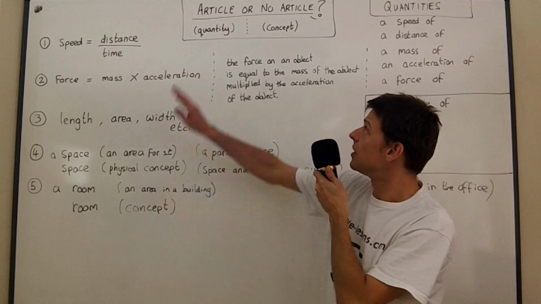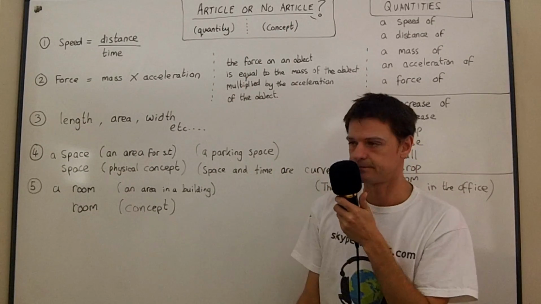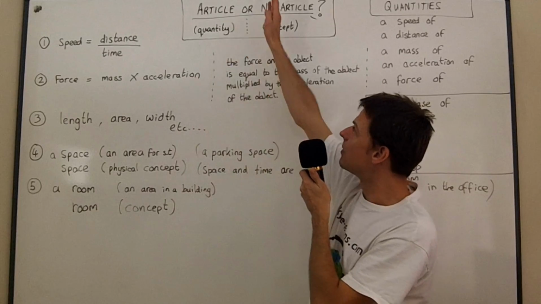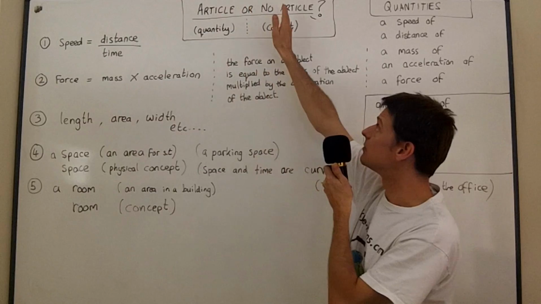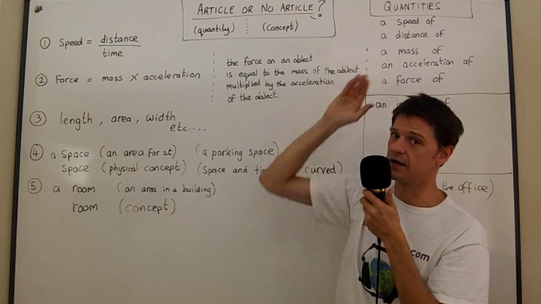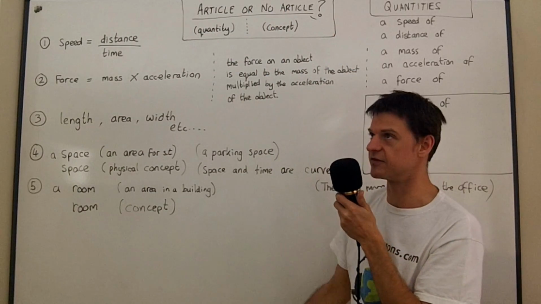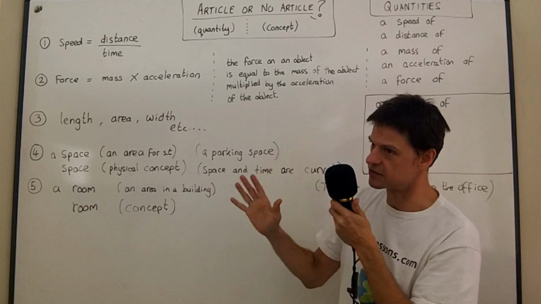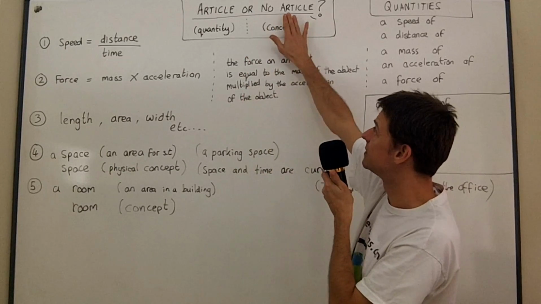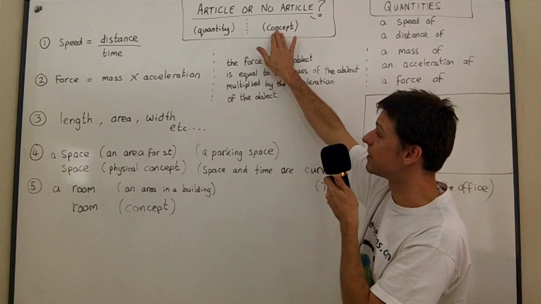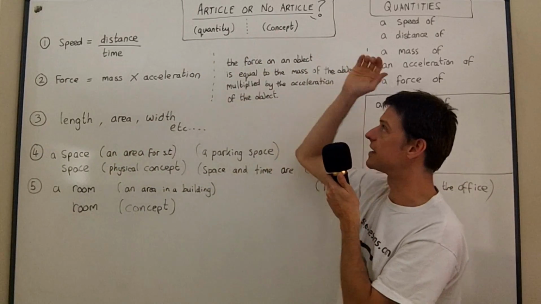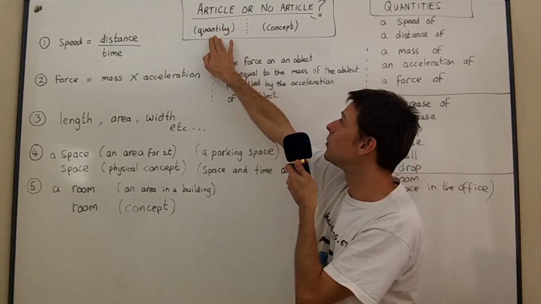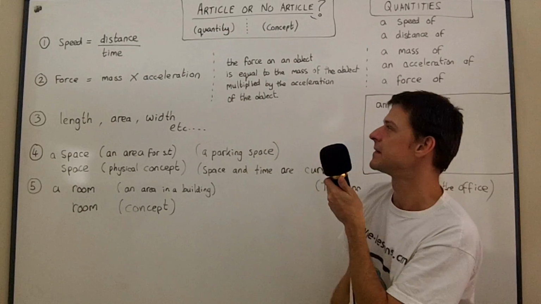So, another lesson on article or no article. Now, remember that articles are used with countable nouns, and no article is used with uncountable or plural nouns. Sometimes it becomes definite, and we use "the" instead of no article, even with uncountable nouns. But I want to show you the difference between countable and uncountable. Today I'm going to talk about quantity and concept.